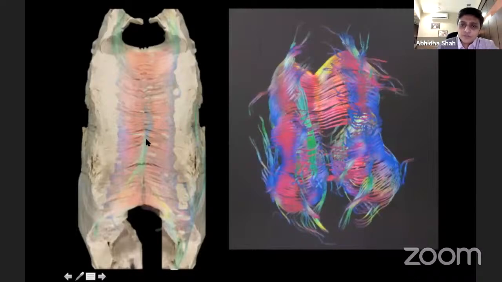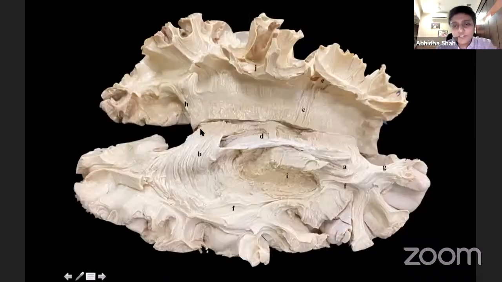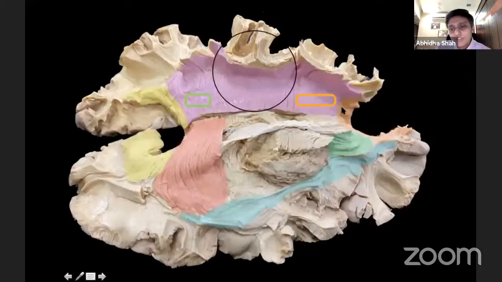The corpus callosum has tumors. Basically, if they arise from the corpus callosum, they will be bilateral. See this image here? So the corpus callosum has so many radiations, as I will show you now. So this is the forceps minor. This orange one is the forceps minor. This is, I call it the anterior radiation of the corpus callosum.